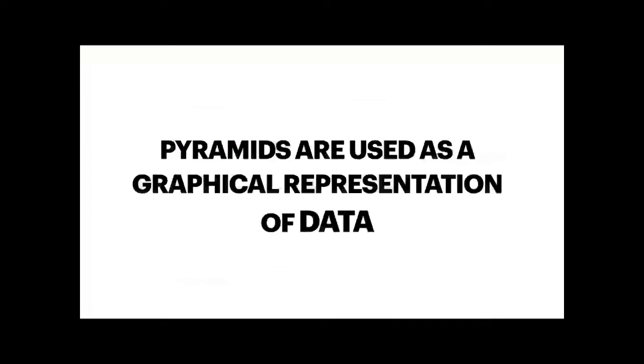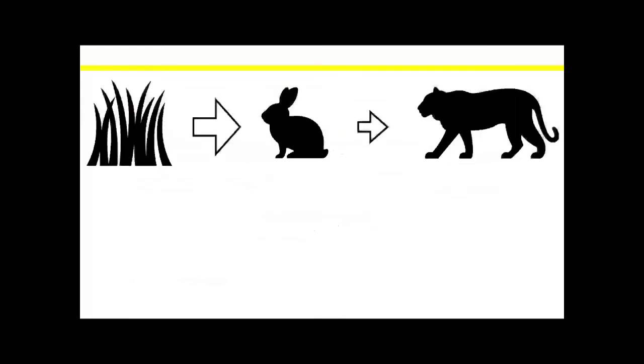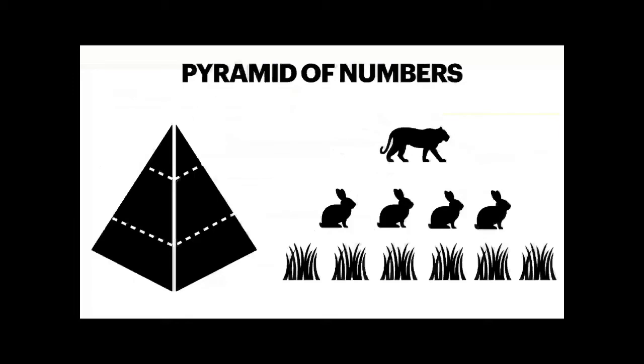So why pyramids? We're using pyramids as a graphical representation of the data. So if we look at our food chain here, we have a producer, we have a primary consumer, and we have a secondary consumer. So that's our food chain. We can represent this as a pyramid. The population of the producers is the largest.